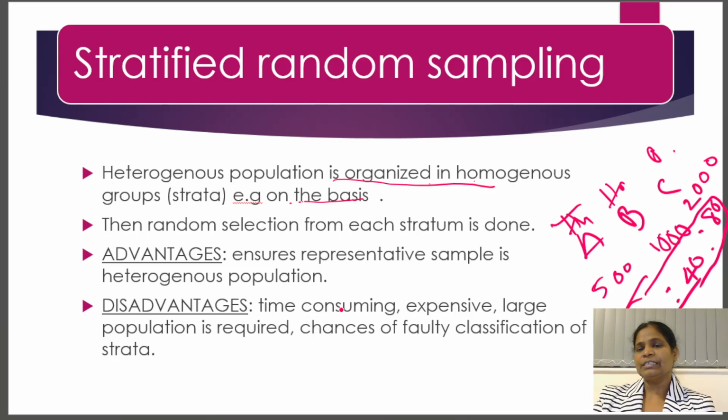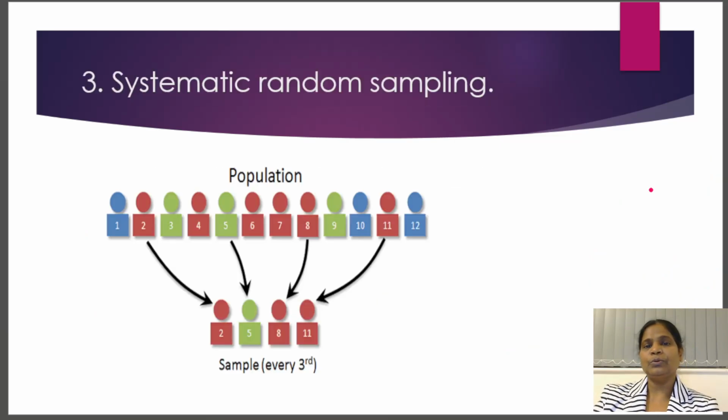Disadvantages: time consuming, expensive, a large population is required, and chances of faulty classification of strata. If you are not calculating exactly how many should be involved to make it a homogeneous group, then faulty classification of strata will occur. That's how it is. Next, coming to systematic random sampling.